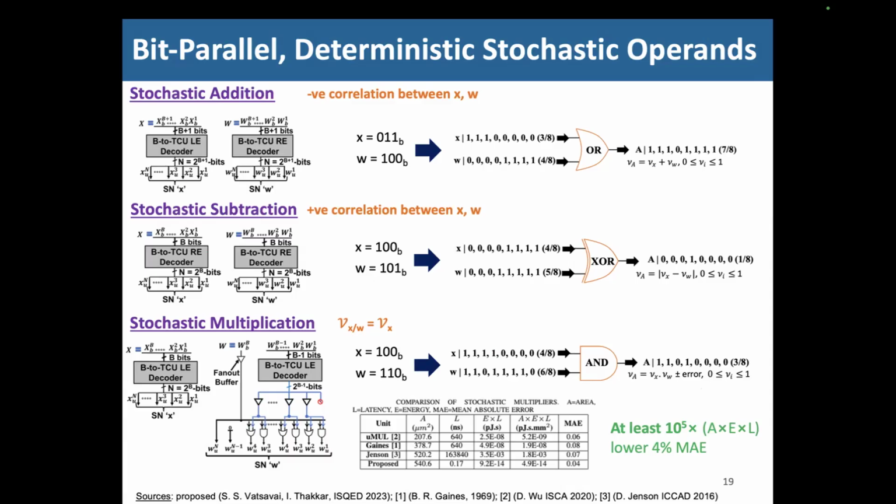But in general, stochastic number generation, if it's not for arithmetic but for some other reason, maybe for security purposes or something like that, requires pseudo-random numbers or random numbers.